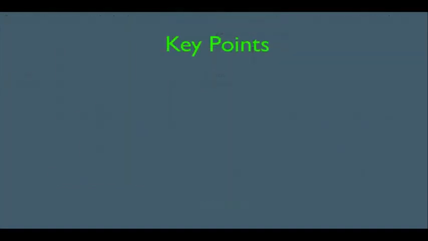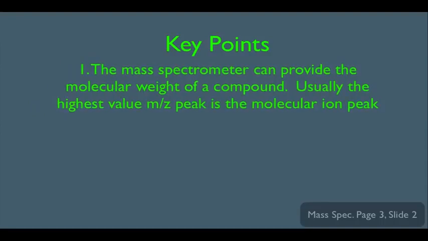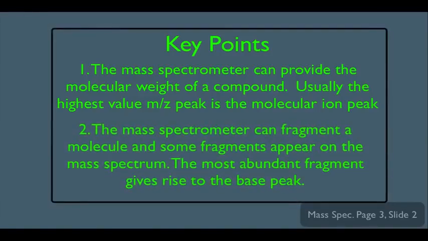So what did we learn here? Key points. We saw that number 1, the mass spectrum can provide the molecular weight of a compound. And usually the highest value m/z peak, that is the heaviest peak, is called the molecular ion peak and is most likely due to the molecule in its most intact form. And number 2, we saw that the mass spectrometer can fragment a molecule, and some of those fragments can actually appear on the mass spec. And the most abundant fragment gives rise to the tallest peak, which is called the base peak. And that base peak is usually due to the most stable fragment.